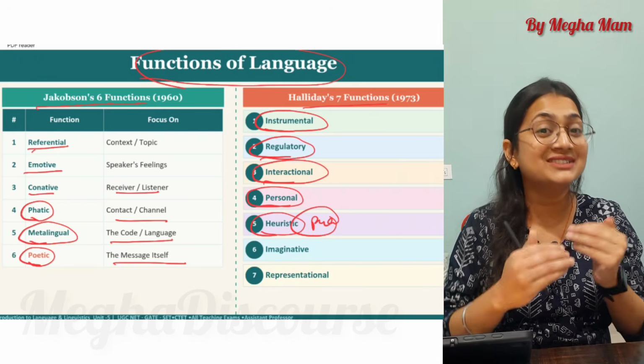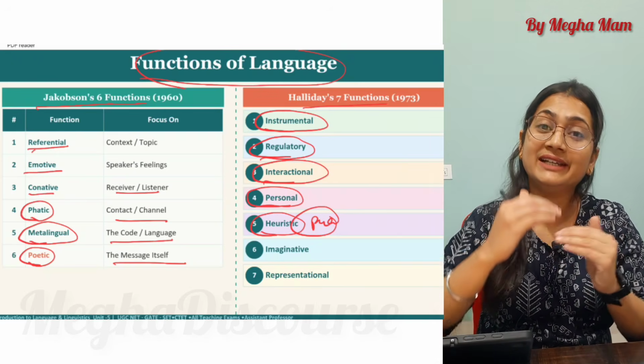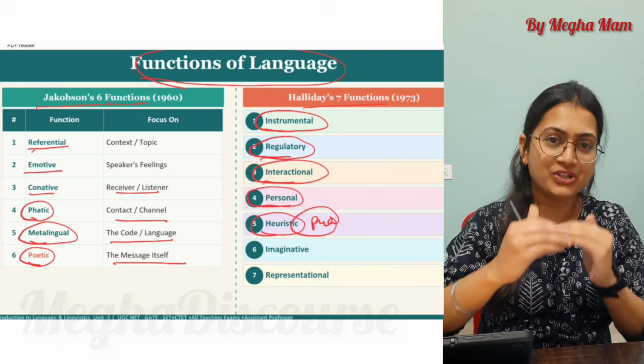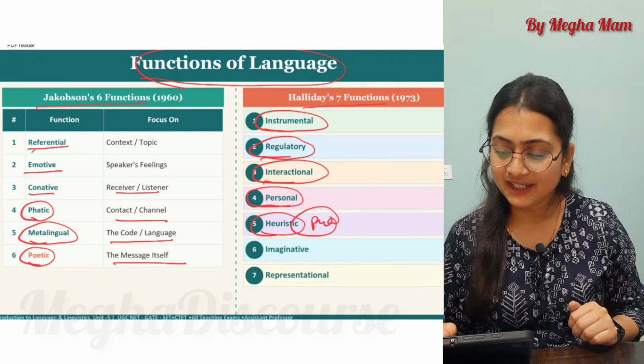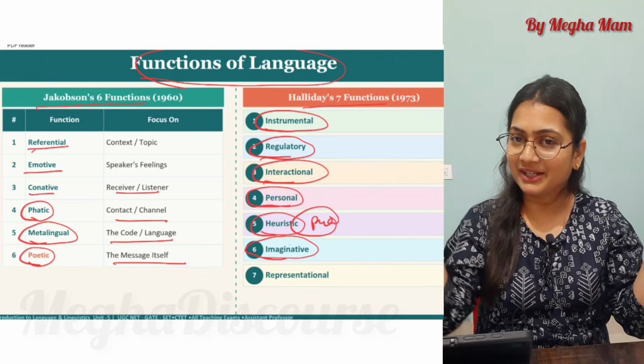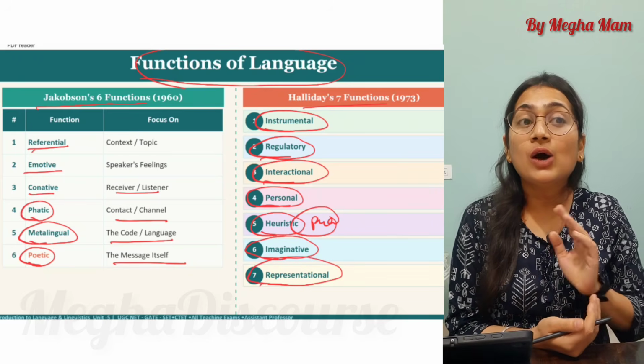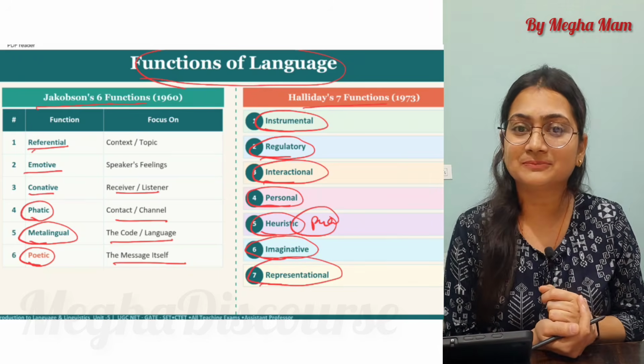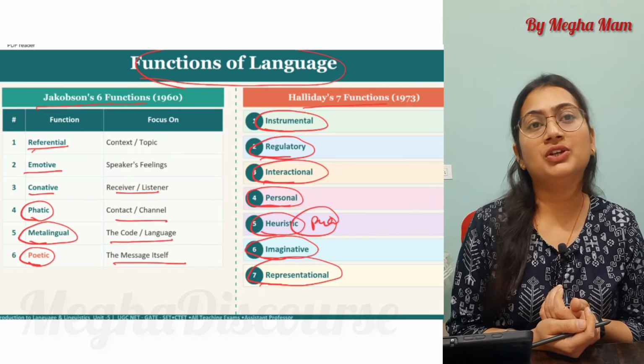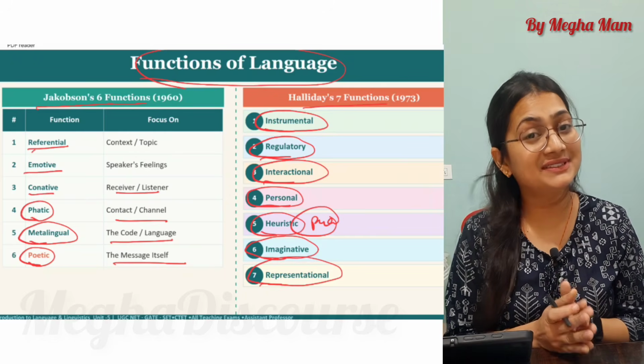So this is the heuristic method, and you are building after analyzing question by question. Then what is imaginative? Creativity. Then representational. What is representational? How you are representing your thoughts. The presentation used to convey your thoughts is called representational.